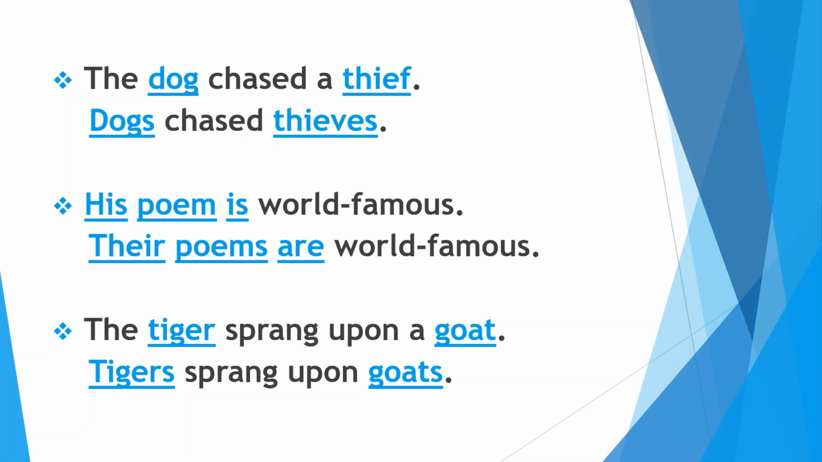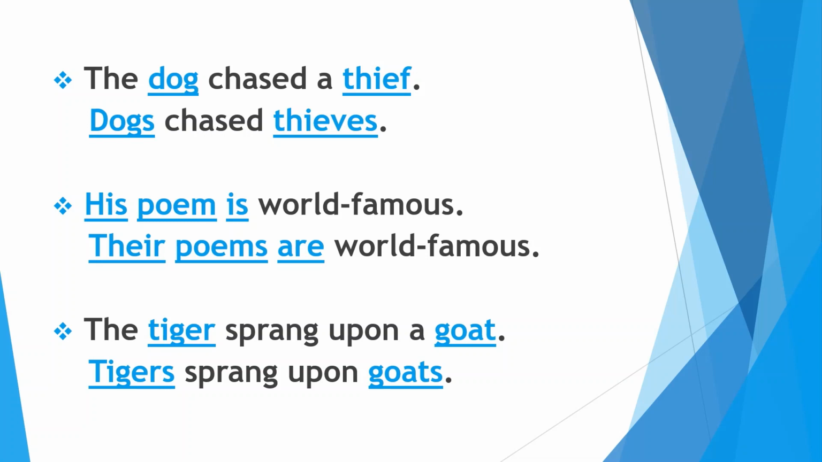Then see the next sentence: the tiger sprang upon a goat. In this sentence you can see the underlined nouns are tiger and goat. So you have to change these into plural form in the sentence. So the answer sentence is: tigers sprang upon goats. Now in this sentence you can see that the plural form of tiger is tigers and the plural form of goat is goats. So the sentence which we have changed into plural form is tigers sprang upon goats.